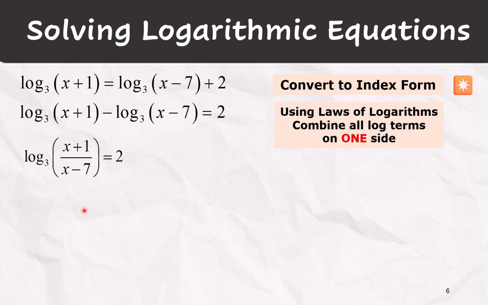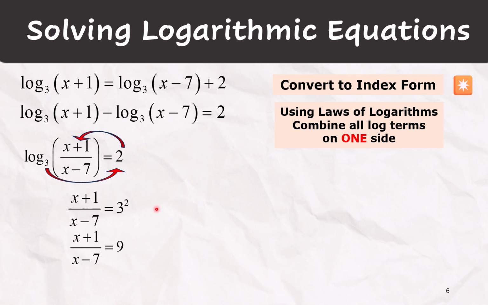To do this, I will need to be able to identify the base and to identify the index. Now, at this point, if you are still not sure how to convert log form to index form, be sure to go back to my very first video, which I have covered step by step. You may want to visit that video before you continue with this video. So over here, I have base to the power of 2, and this will give me the value inside. Therefore, this is what I have, and I simplify these equations, and I will get a simple algebra linear equation.